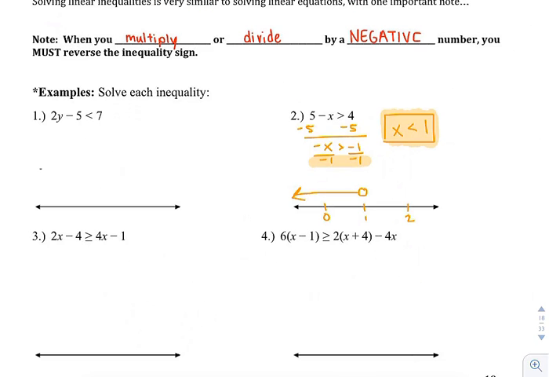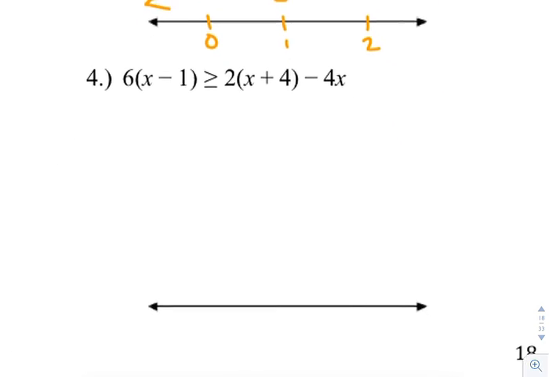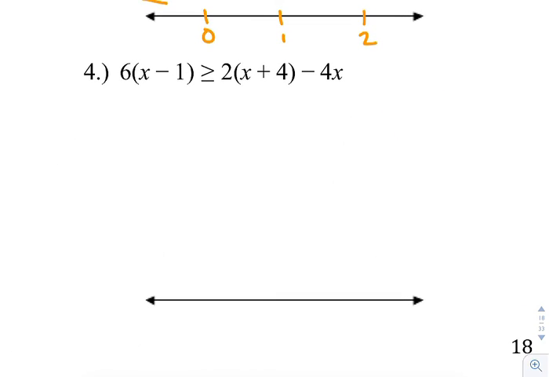So let's look at this one here. 6 times the quantity x minus 1 is greater than or equal to 2 times the quantity x plus 4 minus 4x. So I'm going to distribute first and then see what terms I can combine together that are alike. So 6x minus 6 is greater than or equal to 2x plus 8 minus 4x. So on that right-hand side, we can combine 2x and negative 4x and make this negative 2x plus 8.